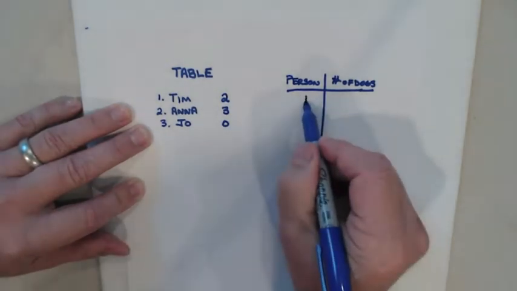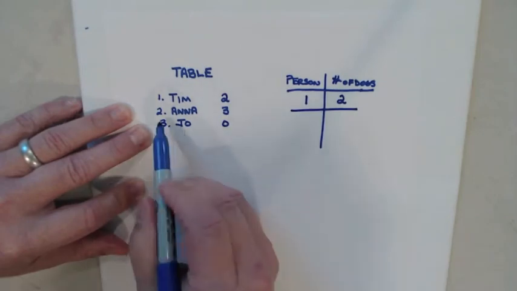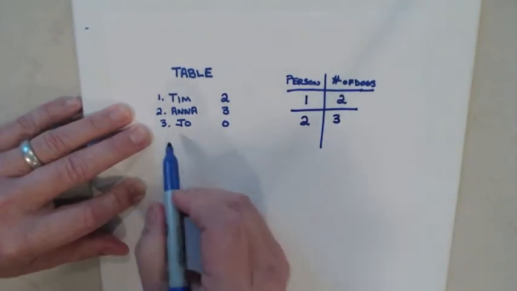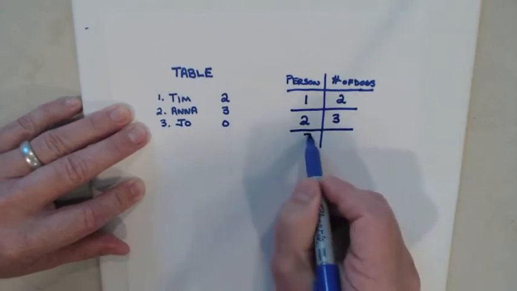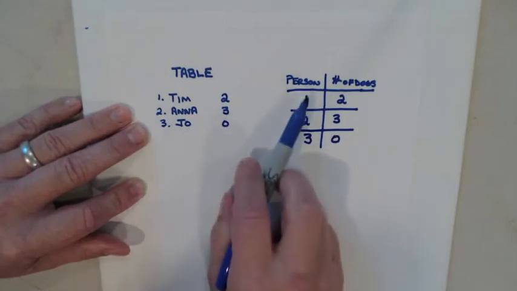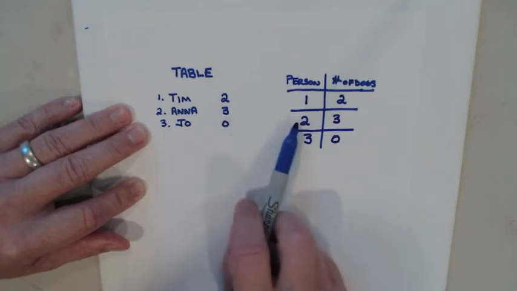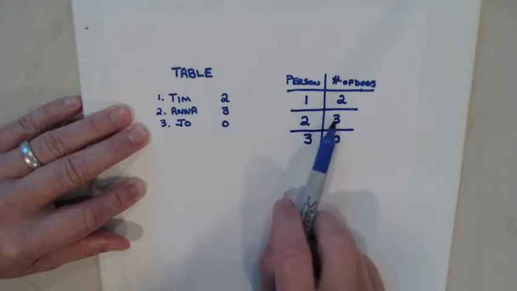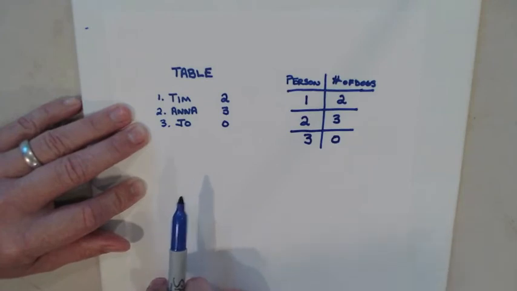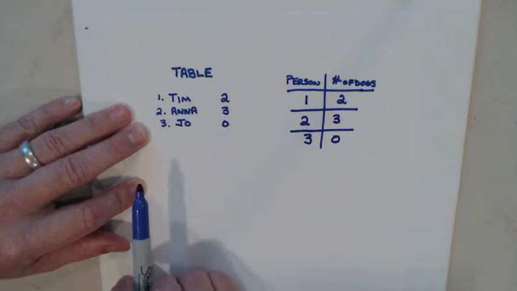So person number 1, which is Tim, has 2 dogs. Person number 2, which is Anna, has 3 dogs. And person number 3, which is Joe, has 0 dogs. I simply took this information and made it into a table. This is person number 1, number 2, and number 3, and then you relate or connect that piece of information to that person. So that's how you make a table. You simply take the information and put it in a table.